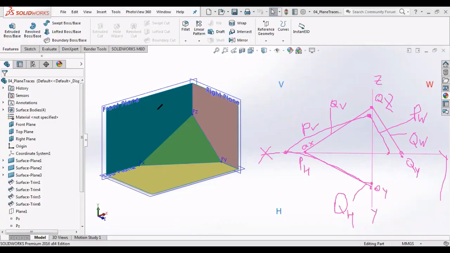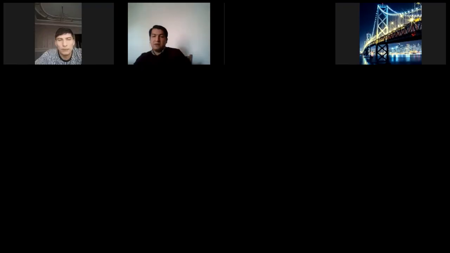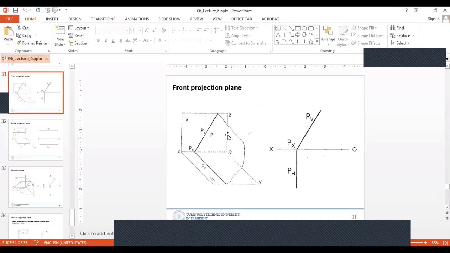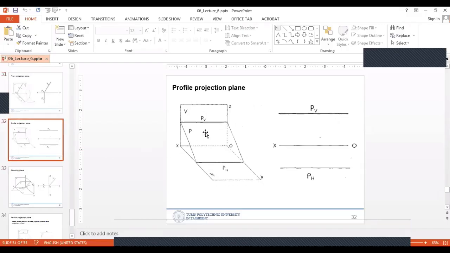So it might be a differently located plane. Like if you have a plane parallel to the right plane, but differently located, something like this. I will show you in the presentation, Professor. So like this, like that one. Front projection here, not parallel but parallel to the edge, or parallel to the two planes, but not parallel to the profile projection.